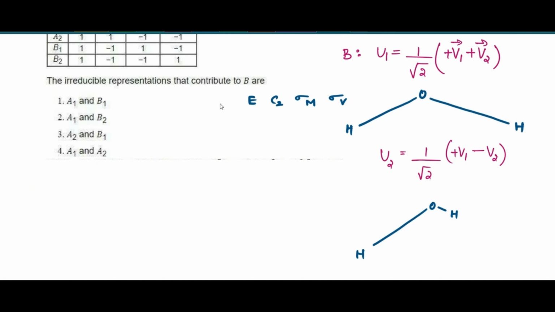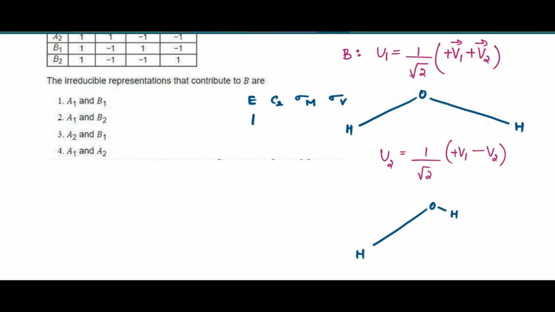Should I explain? Is it okay? Okay. So u1 corresponds to this. If you do E, will there be any change in these vectors? Will there be any change in the positions, v1, v2? Nothing will happen. It will remain as it is. Right? So it is 1.